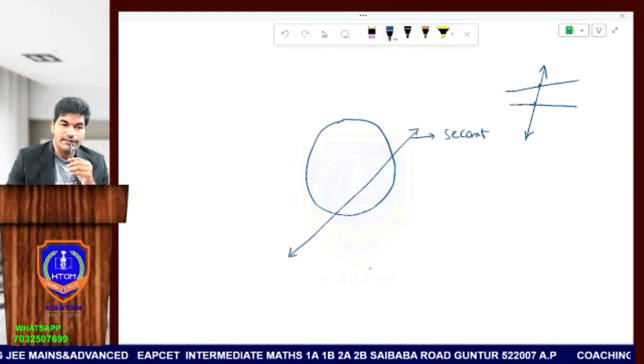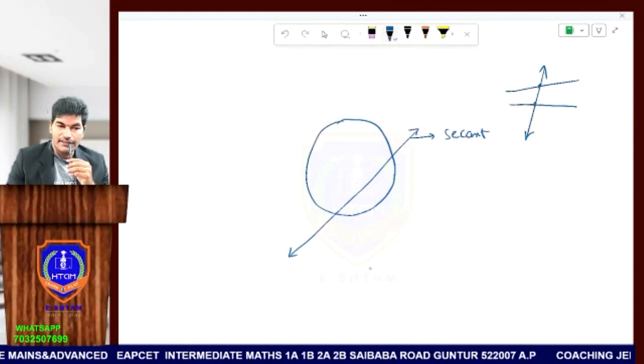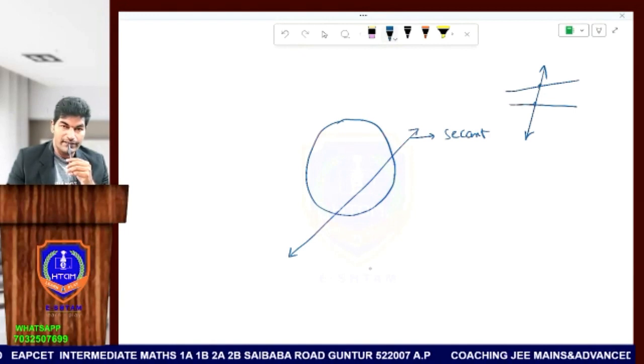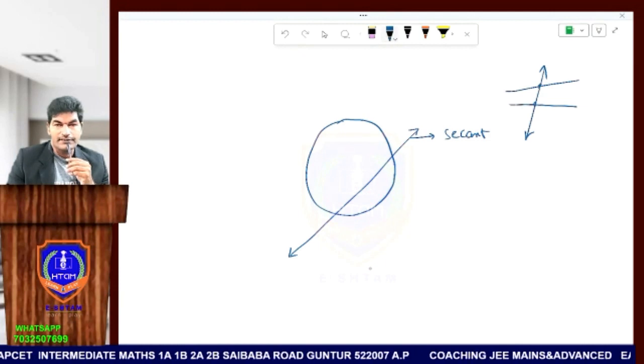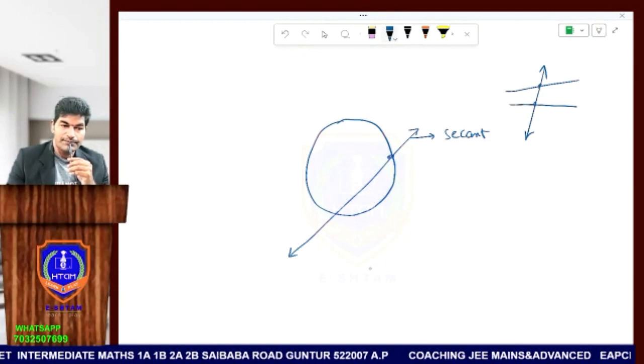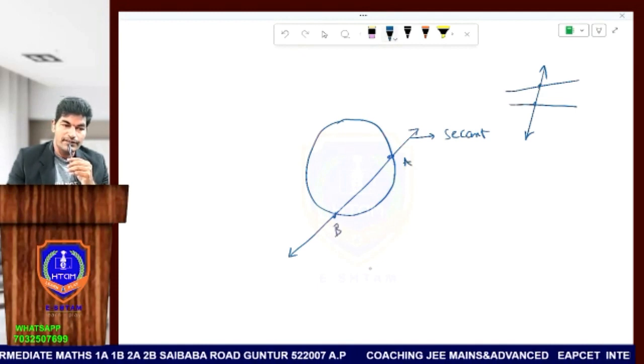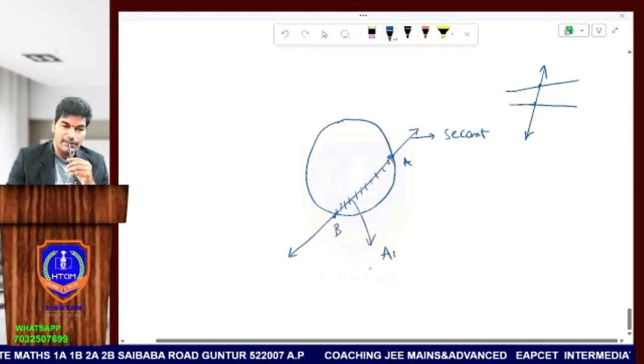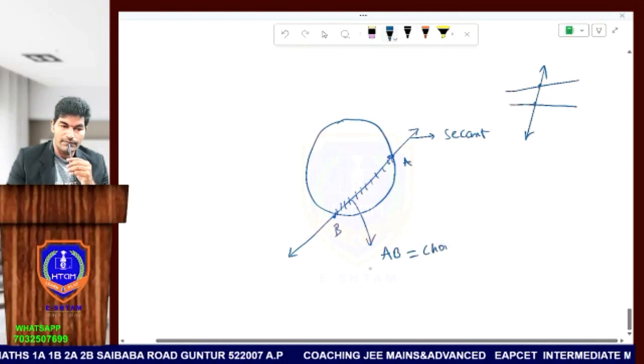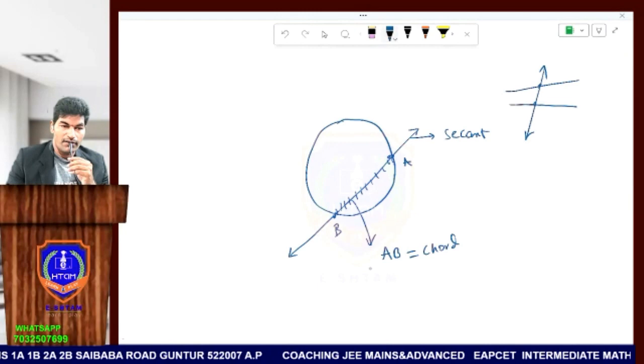But here it is called a secant line, because that transversal cuts non-linear figures, which are not straight lines. If that transversal cuts that kind of figures which are non-linear, then it is called a secant line. That secant line cuts the circle, the present figure, at two different points. Okay, this line segment is called a chord. This AB is called a chord.